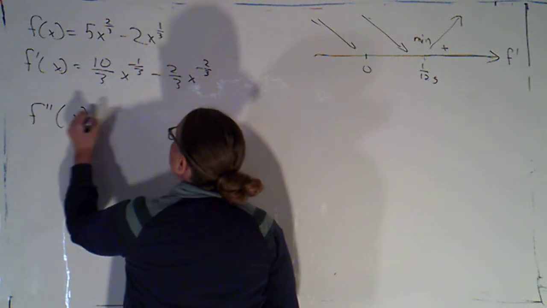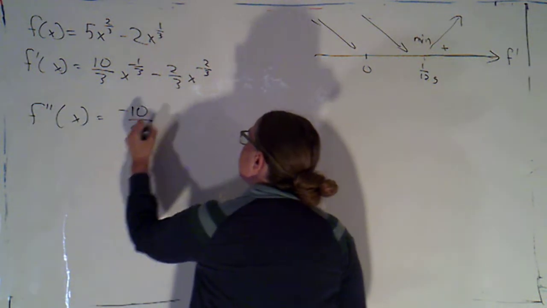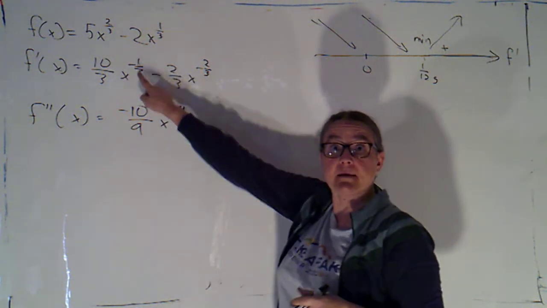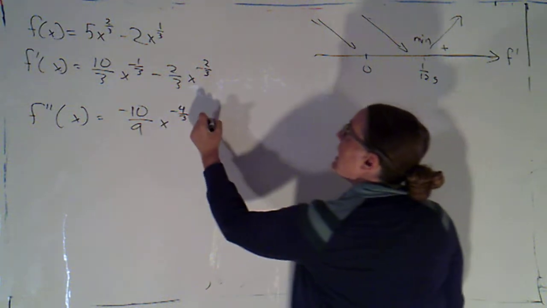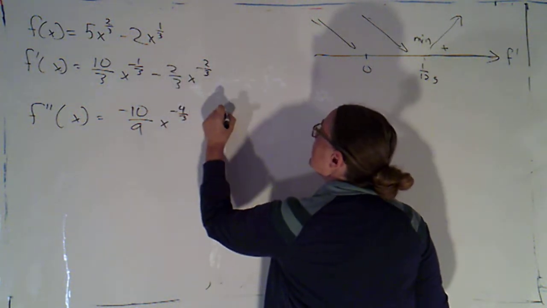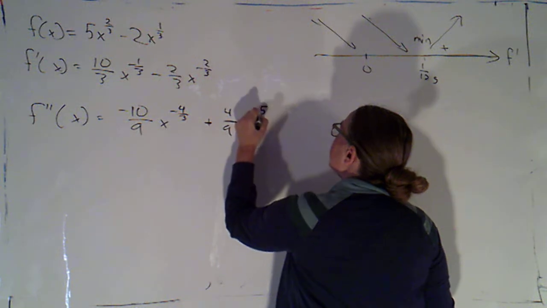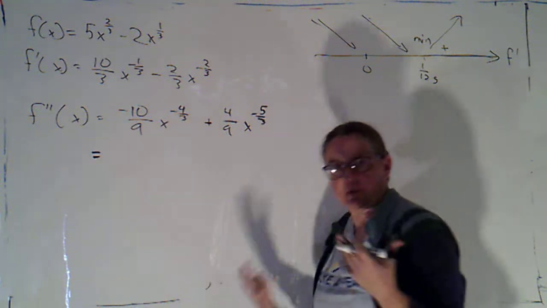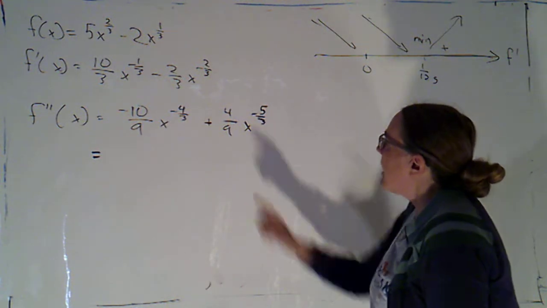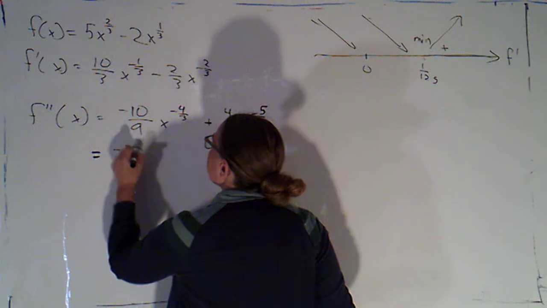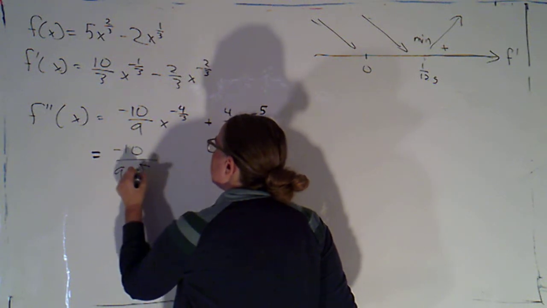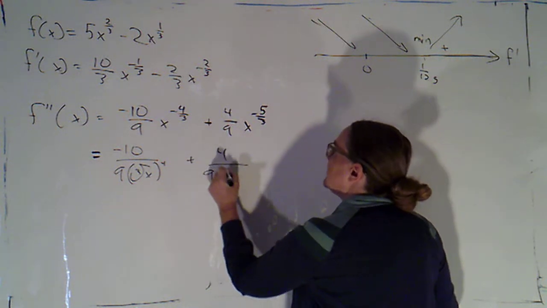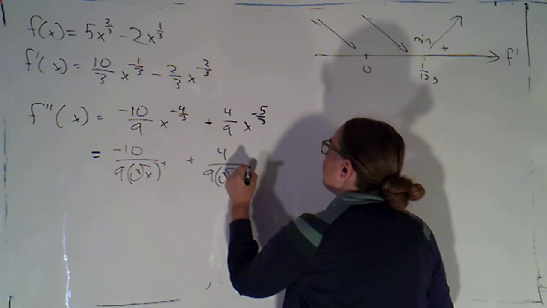So f double prime of x is going to be negative 10 ninths x to the negative 4 thirds. Remember, each time I'm subtracting 1, I'm just subtracting 3 thirds. Plus, because I'm bringing down a negative, 4 ninths x to the negative 5 thirds. And again, I'm going to rewrite that now that I want to do some algebra to see where it's 0 or undefined. I'm going to rewrite that in terms of some roots. So negative 10 over 9, that's the cube root of x to the 4th, plus 4 over 9 cube root of x to the 5th.